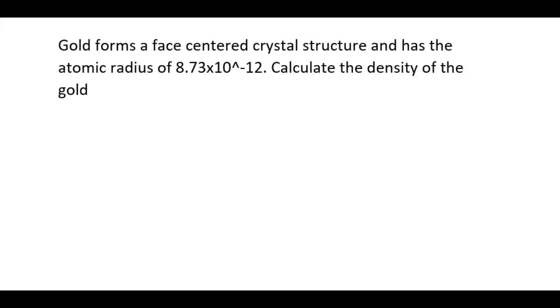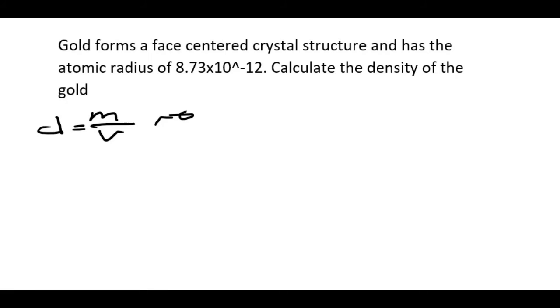Okay, let's solve another problem. Gold forms an FCC crystal structure and has an atomic radius of 1.44 × 10⁻¹⁰ m. So calculate the density of gold. We only have the radius, all right? So we want to find the density. Remember, density is equal to mass over volume.